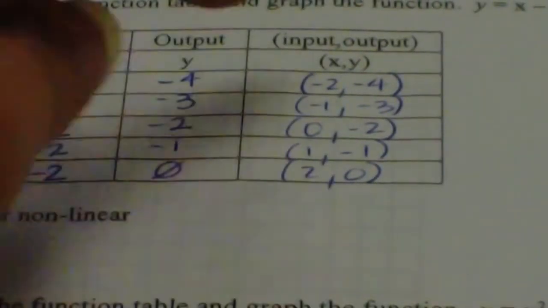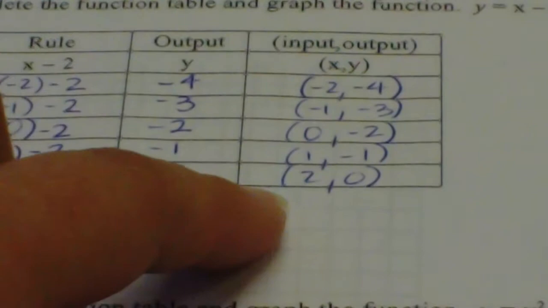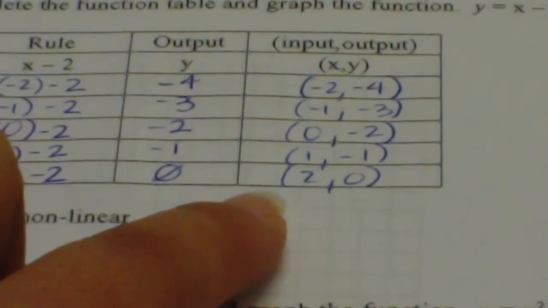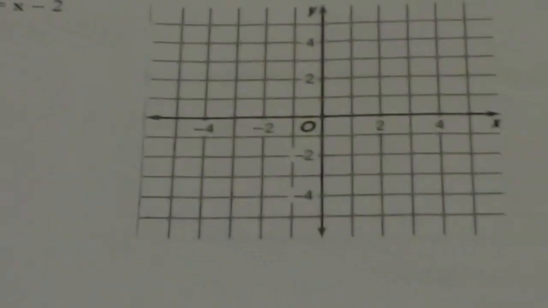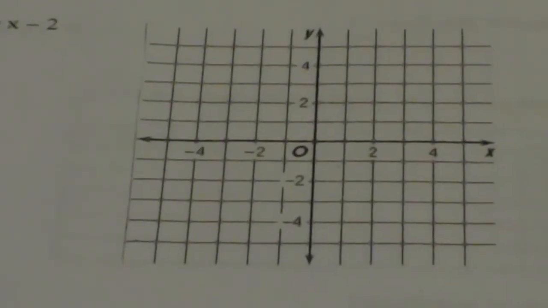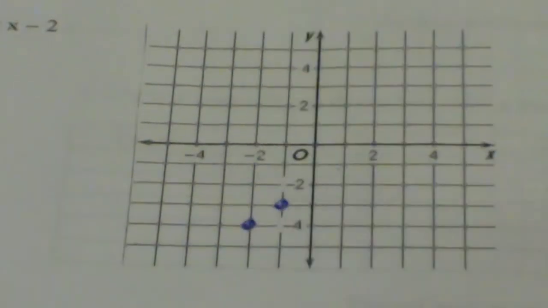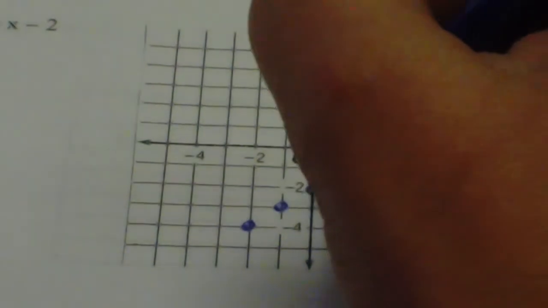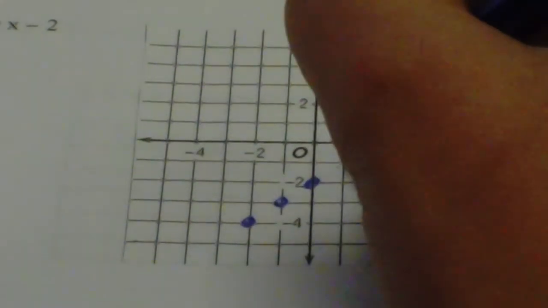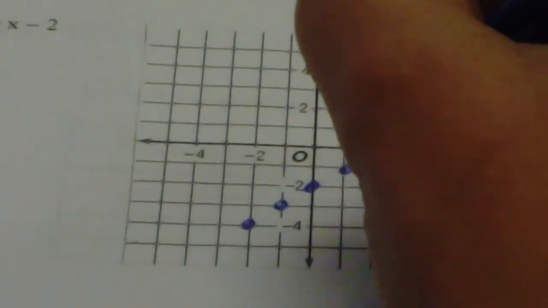We've been practicing graphing. So now we're going to graph our points over here on the graph. So you're going to take each of your points and you're going to graph. That's why we've been practicing. Negative 2, negative 4, negative 1, negative 3, 0, negative 2, 1, negative 1, and 2, 0.